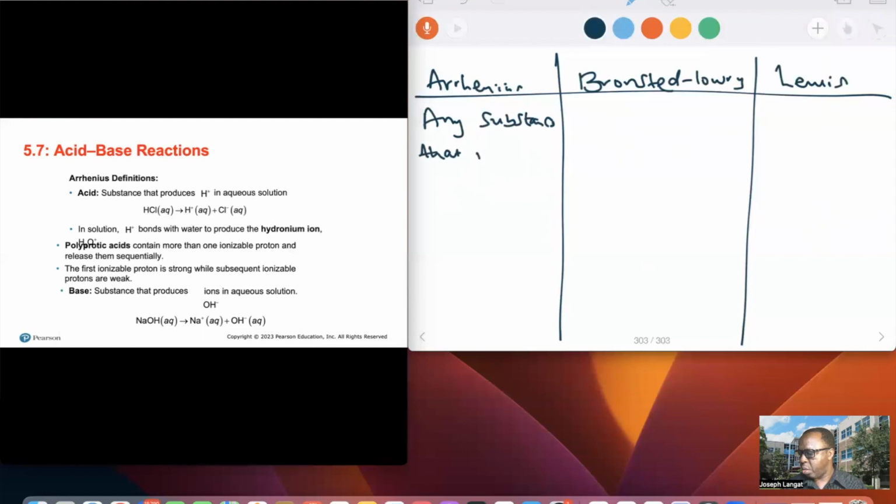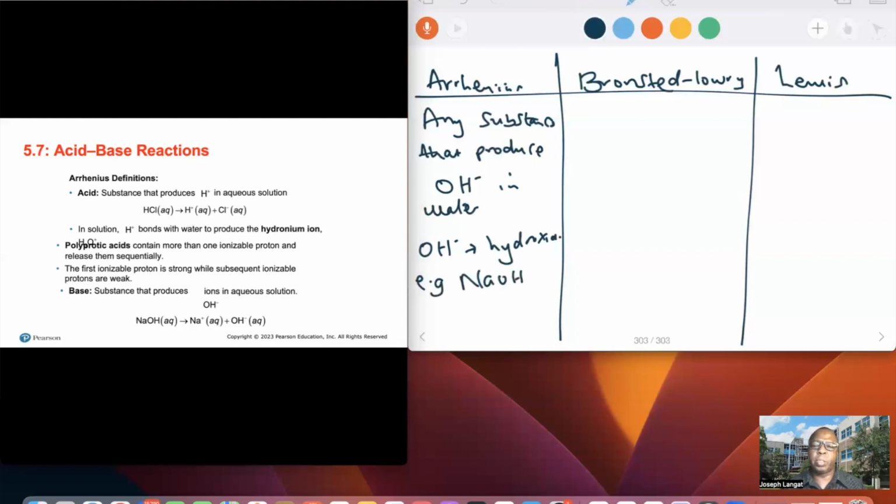So an Arrhenius base is any substance that produces OH negative in water. When dissolved in water, it produces hydroxide. Remember, this is a polyatomic ion for hydroxide. For example, NaOH, this is a common Arrhenius base. KOH has hydroxide in its chemical formula. You look at sodium hydroxide, it produces OH negative.